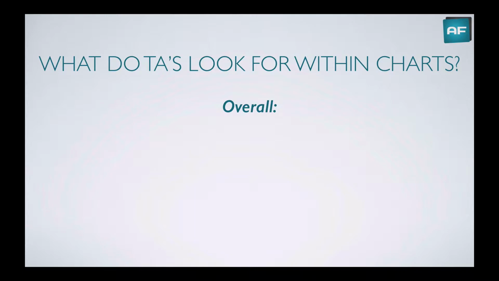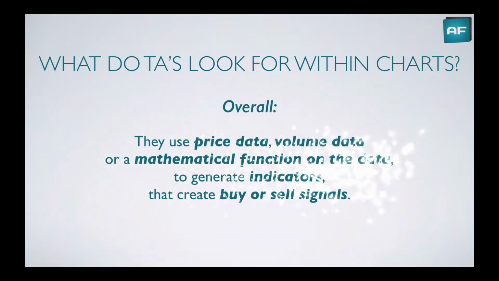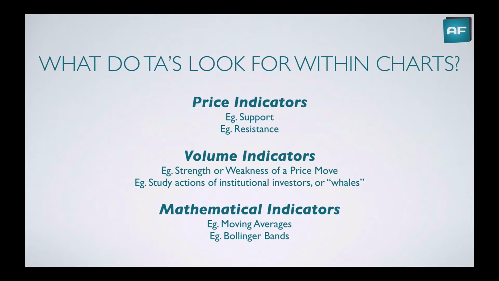So what do TAs look for within their charts? Overall, they use price data, volume data, or a mathematical function on that data to generate indicators that create the buy or sell signals for their investment decisions. Now, when we talk about price indicators, that introduces topics such as support lines or resistance lines, or support prices or resistance prices. When we talk about volume indicators, we're trying to find the strength or weakness of a price move, or perhaps study the actions of institutional investors, colloquially referred to as the actions of whales.